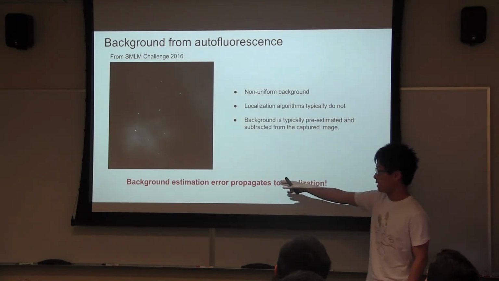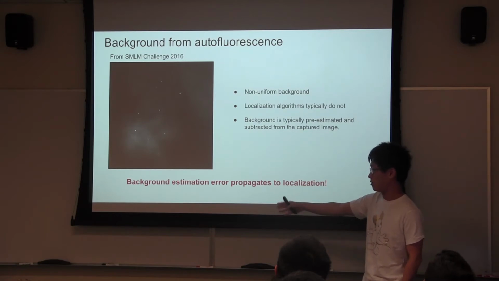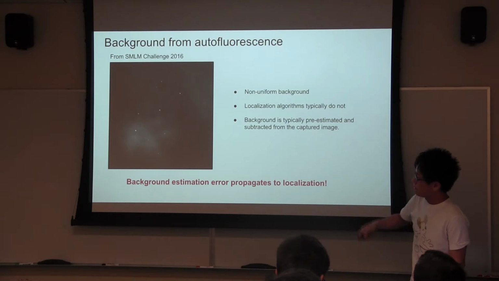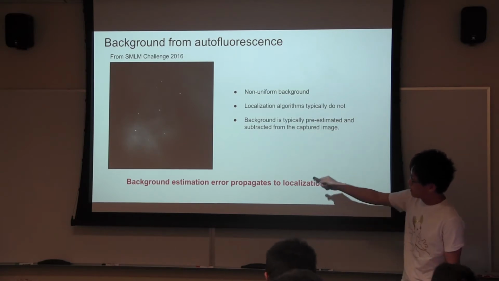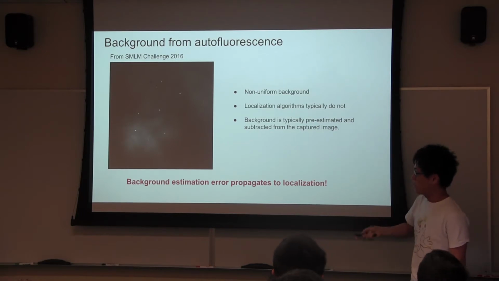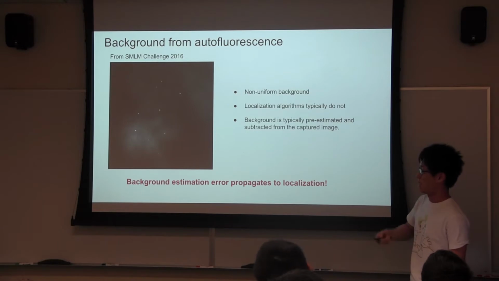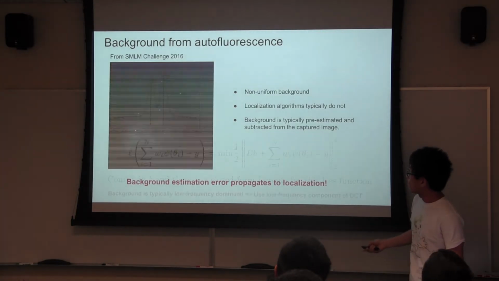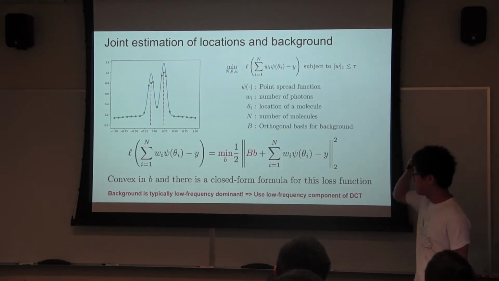So this is one of the typical images captured by super resolution microscopy. But as you can see here, in addition to the molecules, you see a non-uniform background. If there is a background and you use a conventional loss function, the algorithm fails and gives you a lot of false detections. So in this final project, I am proposing a new convex loss function that involves estimation of the background.